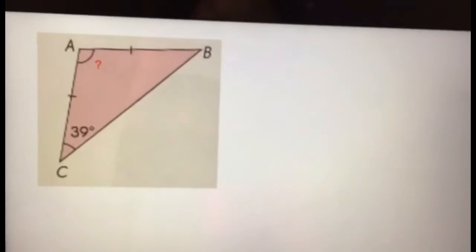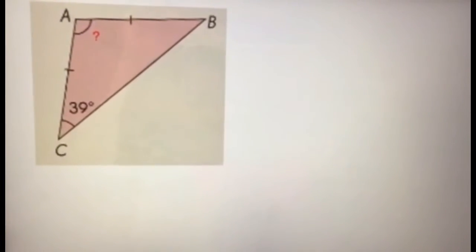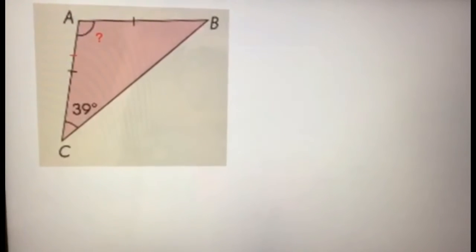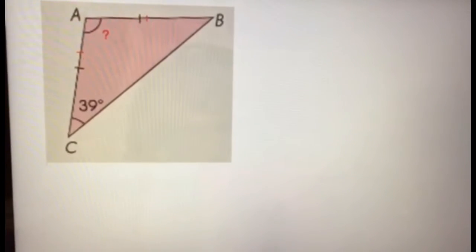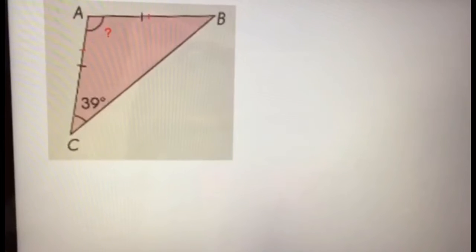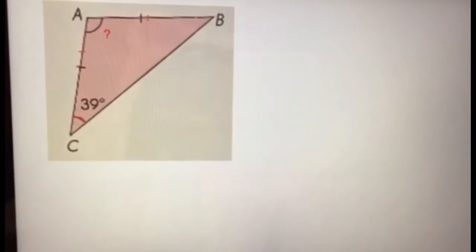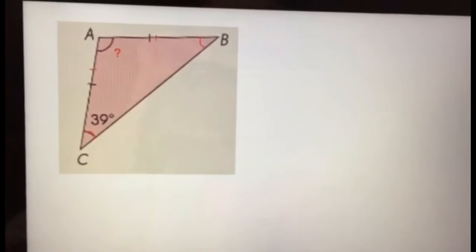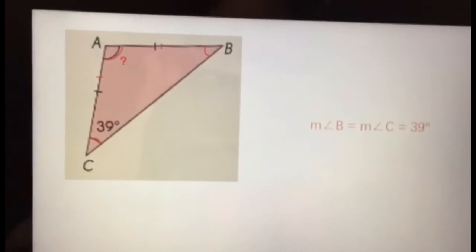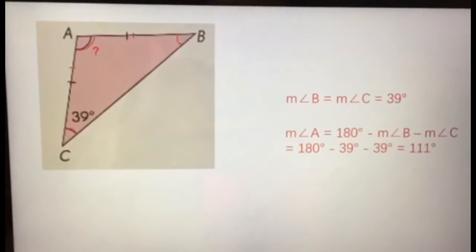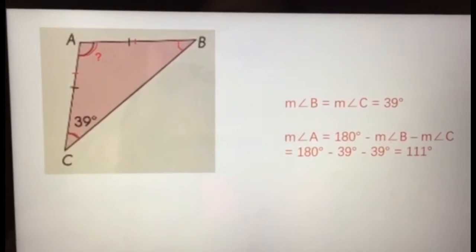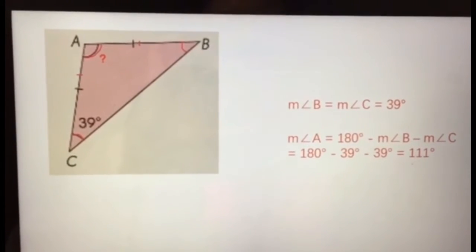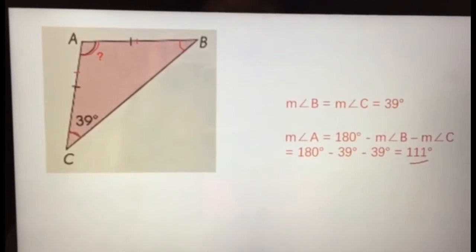In this triangle, side AC and side AB are equal. Which two angles are equal? Right, angle C and angle B. So if we know angle B equals angle C equals 39 degrees, then angle A would be 180 degrees minus angle B minus angle C, which is 111 degrees.